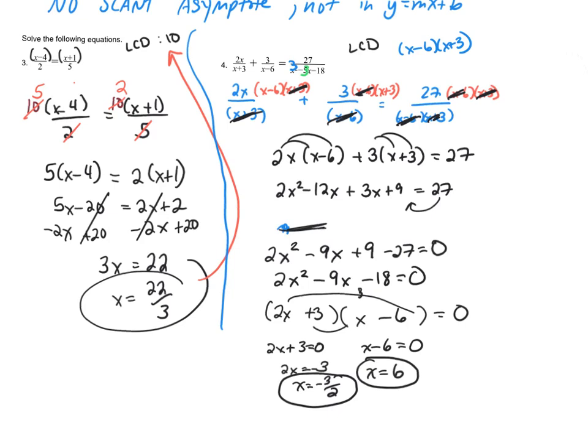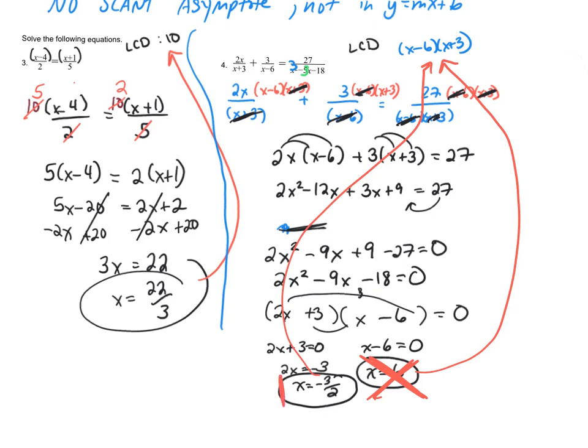So my LCD, if I plug in 6, I'm going to get 0 times something. So that's 0. So since this makes the LCD 0, I have to eliminate it as a solution. For the negative 3/2, if I plug it in, it's not going to make 0. I don't really care what it makes as long as it's not 0. So this is my only solution.